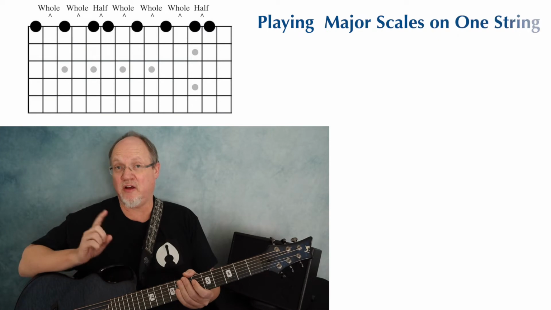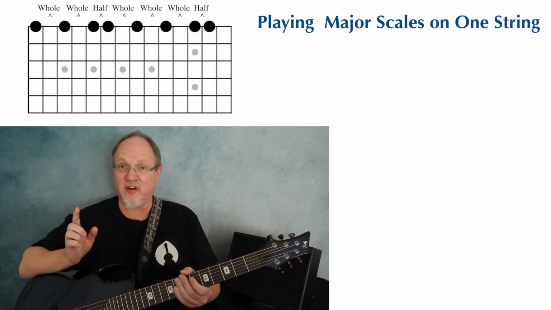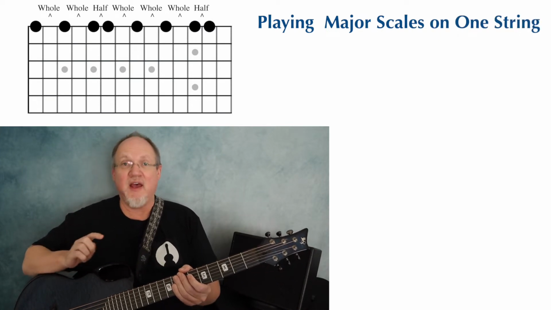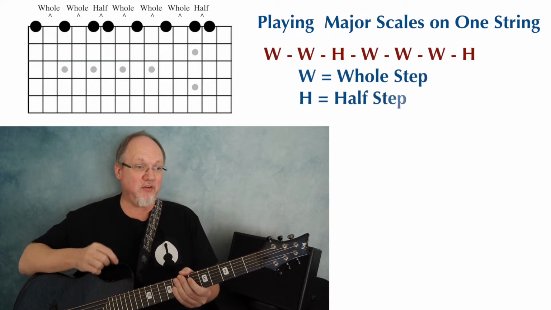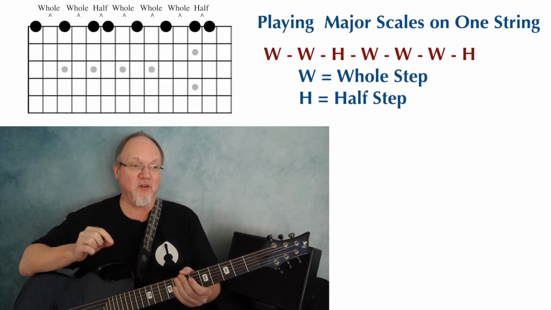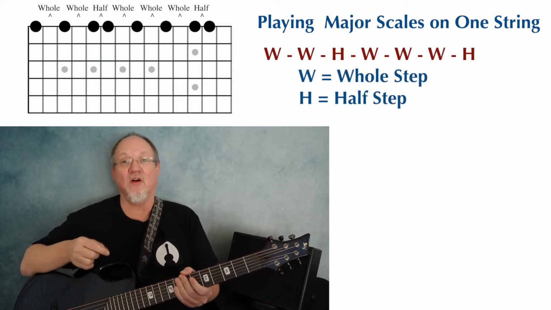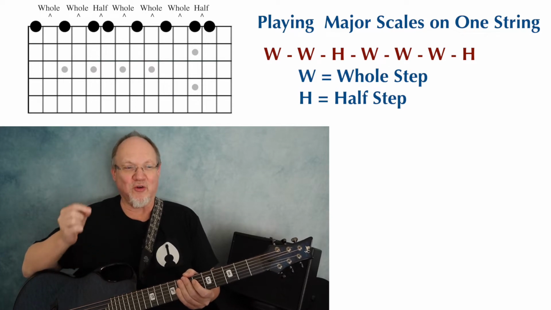No matter what note you start on, every major scale has the same pattern of whole steps and half steps, and this pattern is what makes a major scale sound like a major scale. To play a major scale on one string, you start on any fret, any string, and you follow this pattern. Whole step, half step, whole step, whole step, whole step, half step, or whole, half, whole, half.